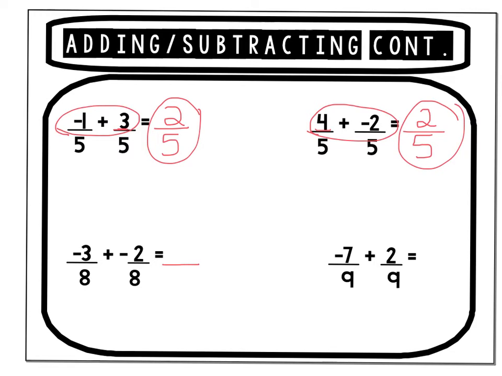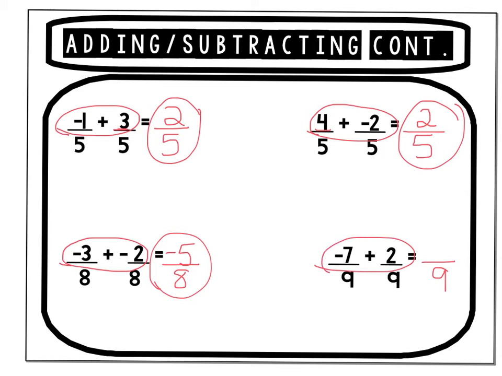On the next one, our common denominator is 8. So we have to look at the numerators. Since they're the same sign, we add them, and we keep that sign. And the last one, our common denominator is 9. We have different signs, so we have to subtract. 7 minus 2 is going to give us 5, and there are more negatives than positives, so it is negative.